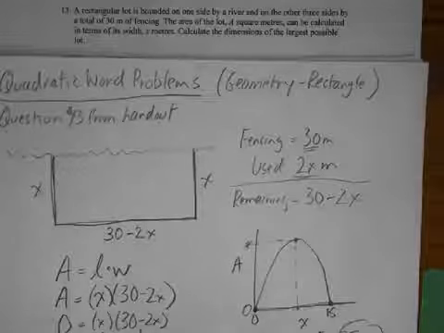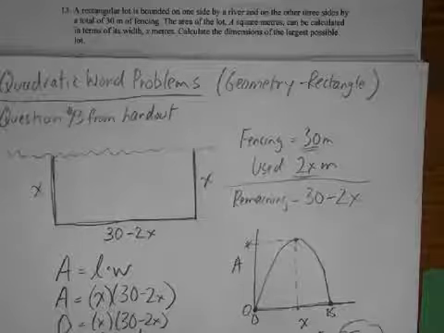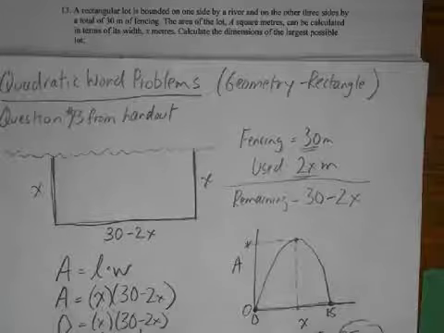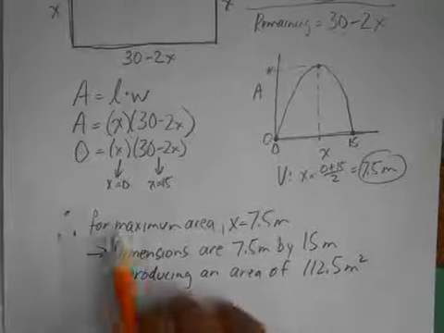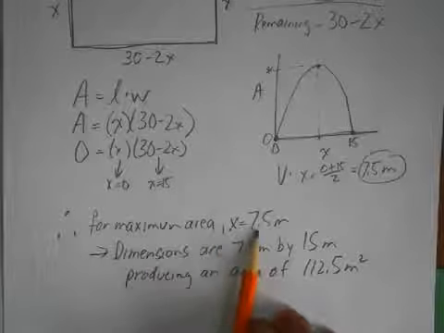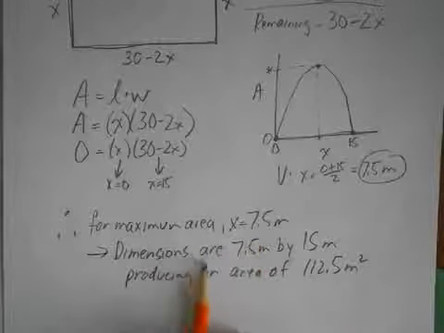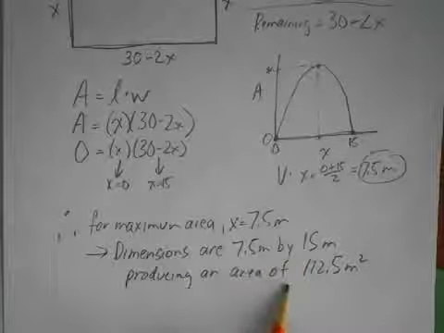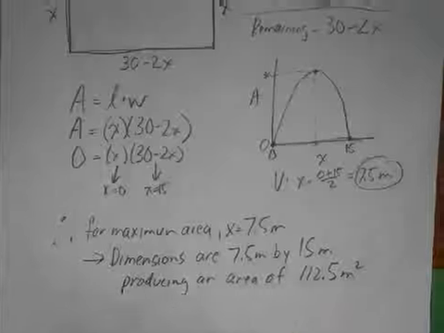We don't have to answer this in this question, but in a lot of questions you will, producing an area of 112.5, and don't forget the units are meters squared. Maximum area, x is 7.5, so that makes the dimensions 7.5 by 15 meters, and the area is going to be 112.5 meters squared.